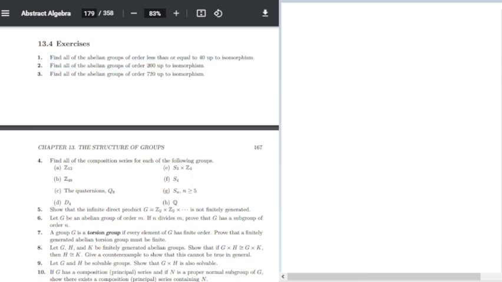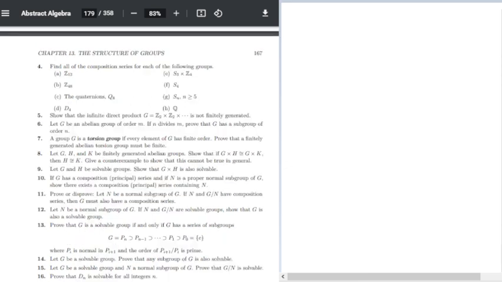Find all abelian groups of order less than or equal to 40 up to isomorphism. It's going to simply be the fundamental theorem of finite abelian groups, or finitely generated abelian groups, and it's just taking the prime factorization of the order and doing that. I don't want to write all this down, so for the sake of time, okay.